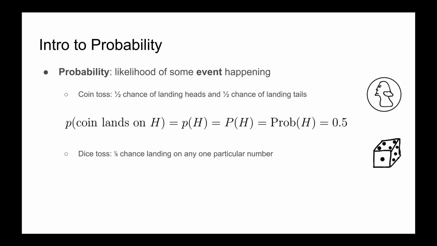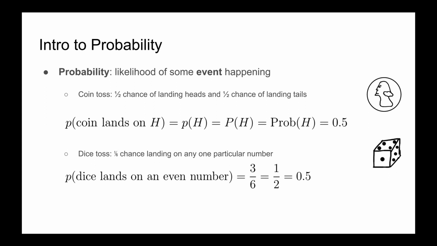Now, a dice toss is another example of an event. There is a 1 in 6 chance of it landing on any one particular number. So if you roll a fair dice and it lands on 3, the probability that it landed on that 3 is 1 out of 6. But we can do a bit more of an advanced problem. We can ask, what's the likelihood that this dice lands on an even number? Well, how many even numbers are there on a six-sided dice? There's 2, 4, and 6. And how many different sides are there on a dice? There's 6. So 3 divided by 6, 1/2, is equal to 0.5.